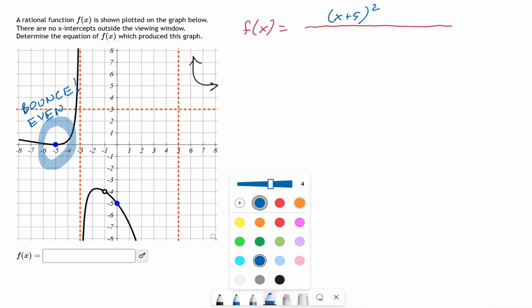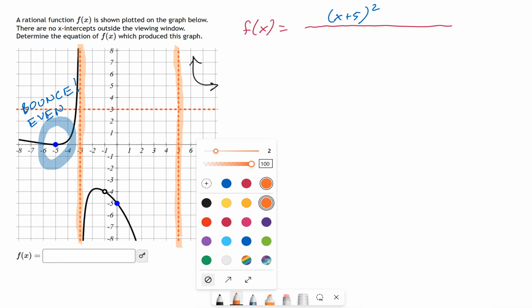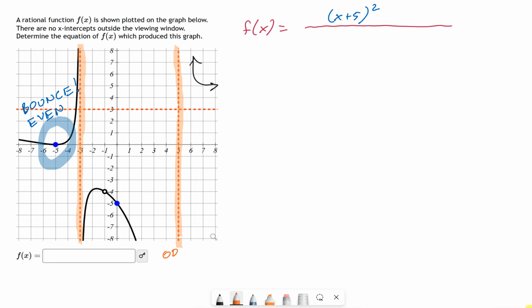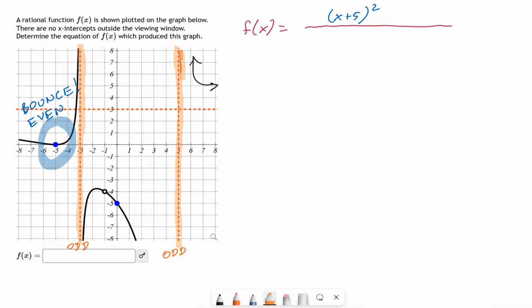Now let's talk about our vertical asymptotes. So here's one, and here's another. And both of these vertical asymptotes, if you look at them, are odd. Okay, these are odd vertical asymptotes. The reason I say that, I'm not trying to poke fun at them or anything, it's just that if you look at this side, let me get my highlighter back on here. If you look at this side, see how the function's right there? And then over here, the function is down on the lower left side. That asymmetry in the vertical asymptote makes it odd.